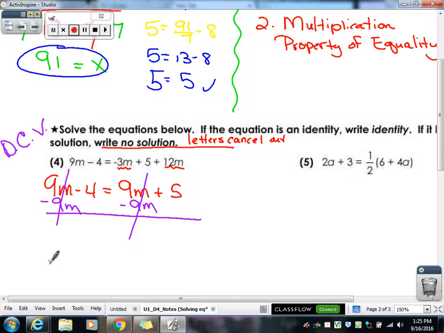So that's how I know this is not right. Letters just don't cancel out. I bring down my -4, and then I bring down my 5. Is -4 ever going to equal 5? No. So that's why there is no solution.